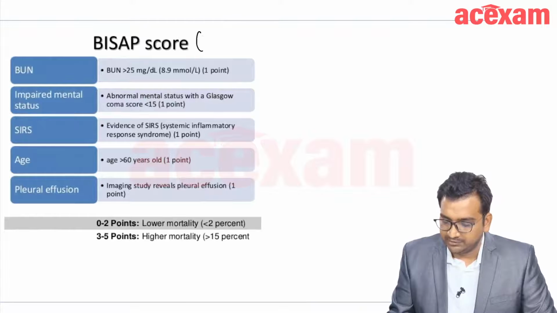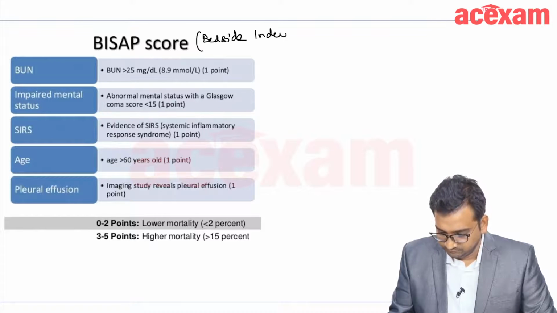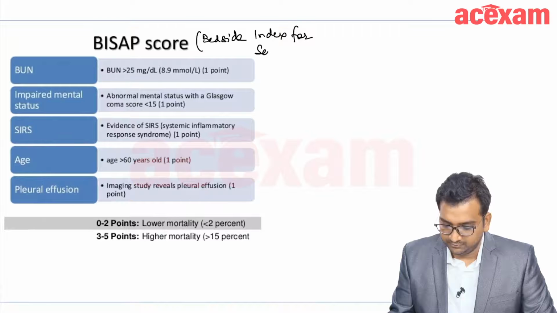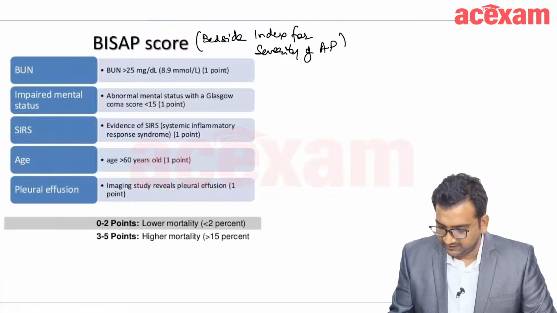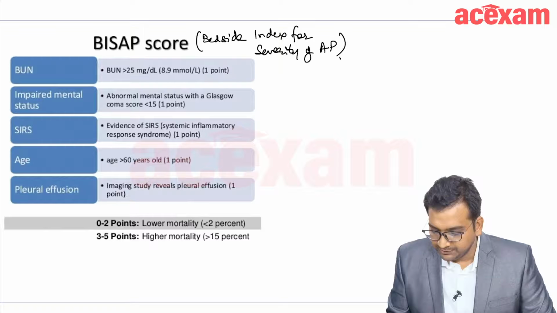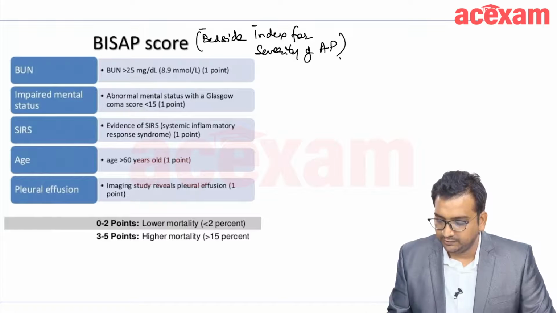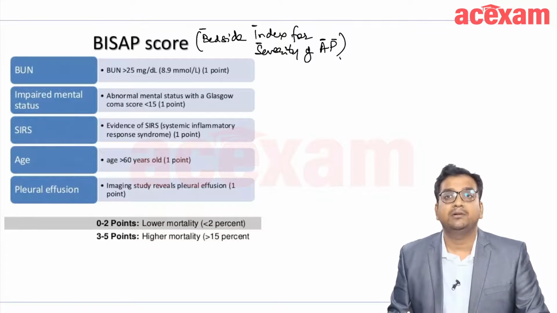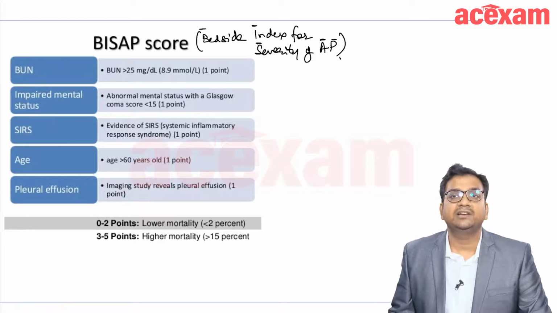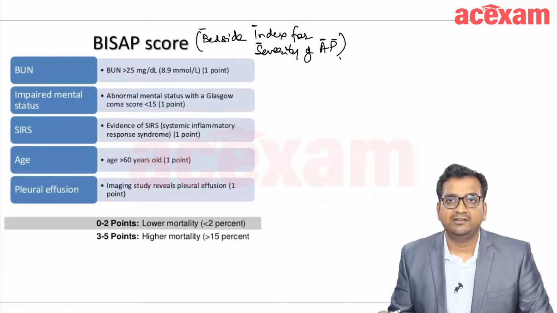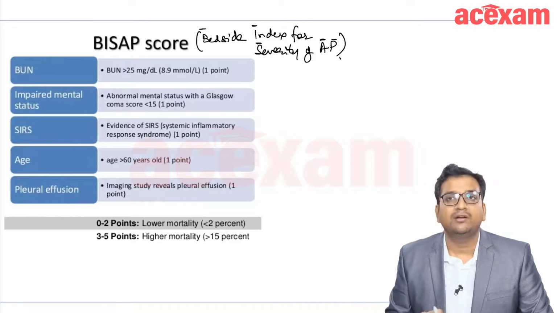The BISAP score stands for bedside index for severity of acute pancreatitis. Okay, and this is the bedside index for severity of acute pancreatitis, BISAP. The good point is that it is bedside and we can do it straight away. Okay, there is no need to wait for 48 hours.